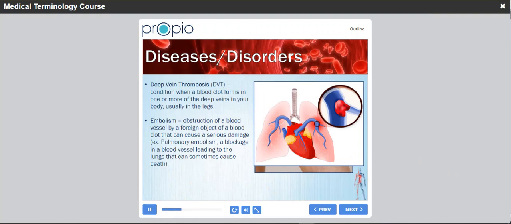in the legs. Embolism. It is an obstruction of a blood vessel by a foreign object.